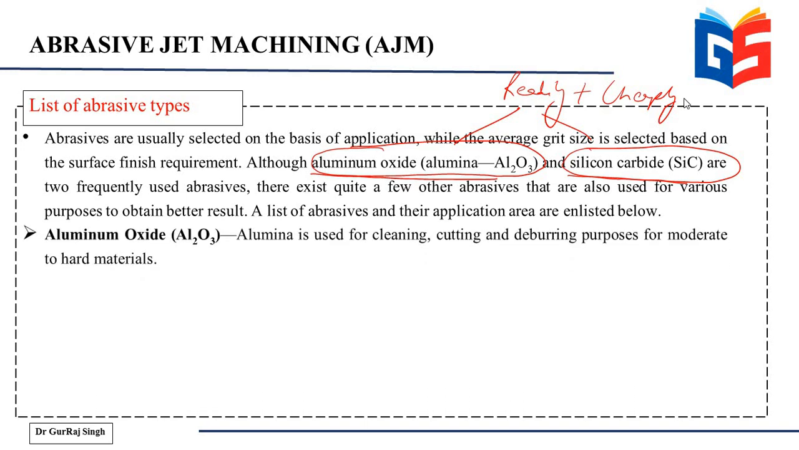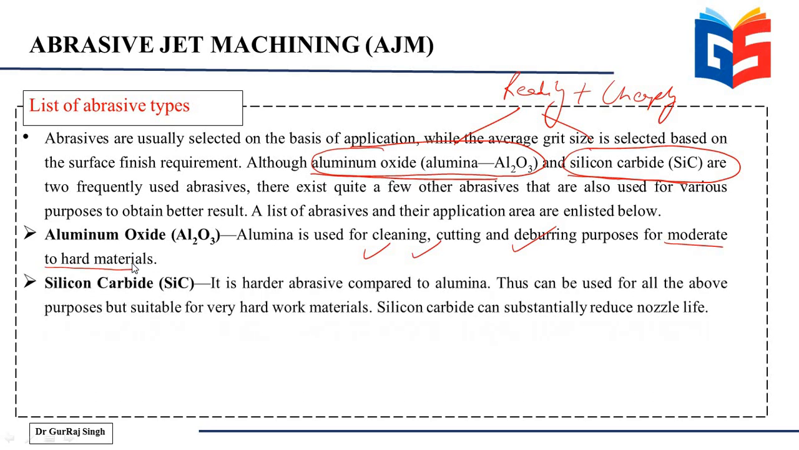So aluminum oxide, what is the purpose that it is used for? It is generally used for cleaning, cutting and deburring purposes for moderate to hard materials. So aluminum oxide can be used on both moderate as well as hard materials.